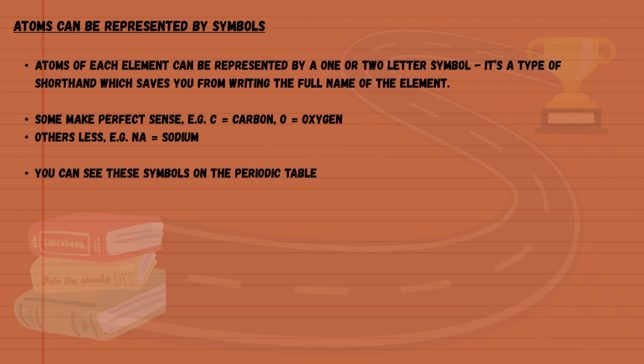Atoms can be represented by symbols. Atoms of each element can be represented by one or two letter symbols. It's a type of shorthand which saves you from writing the full name of the element. Some make perfect sense. For example, carbon is C and oxygen is O. But others make less sense. For example, sodium is Na. You can see these symbols on the periodic table.